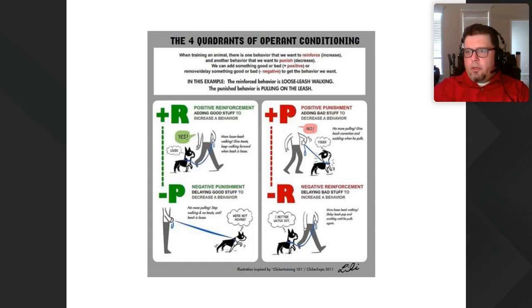And I'll push play. So do the Big Bang operant conditioning.